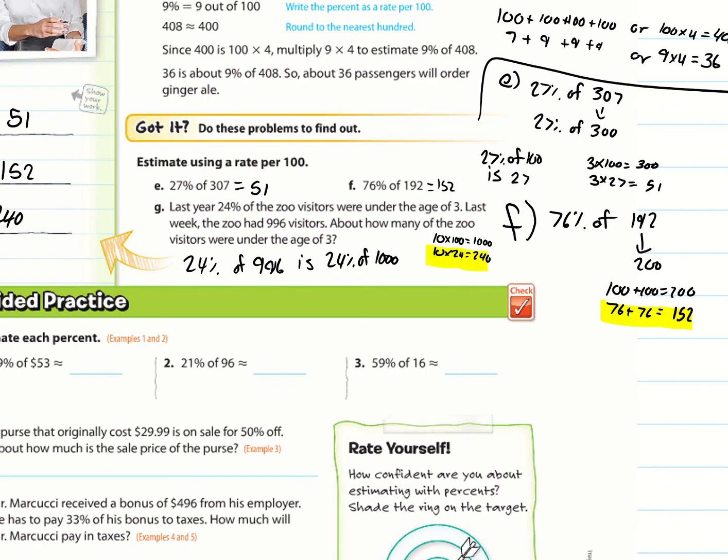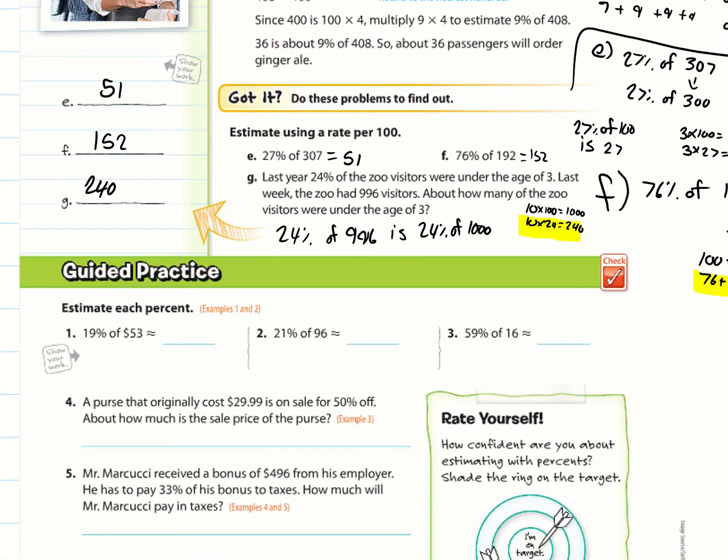For G, it says last year 24% of the zoo visitors were under the age of 3. Last week, the zoo had 996 visitors. About how many of the zoo visitors were under the age of 3? So we need 24% of 996, or I estimated 24% of 1,000. And we've been saying this whole unit of 100, 24% of 100 is 24. So 10 times 100 equals 1,000. So that means 10 times 24 is 240. So 24% of 1,000 is going to be 240.